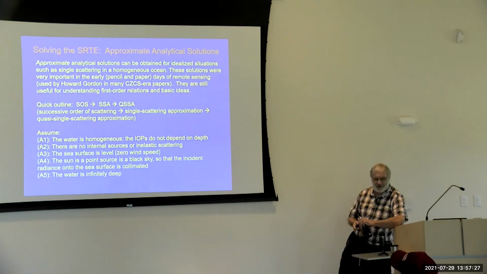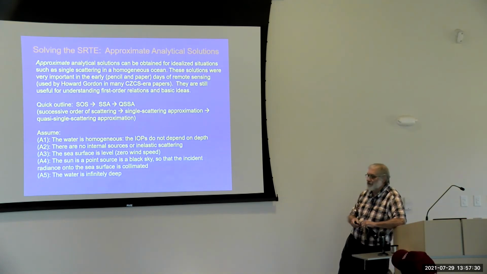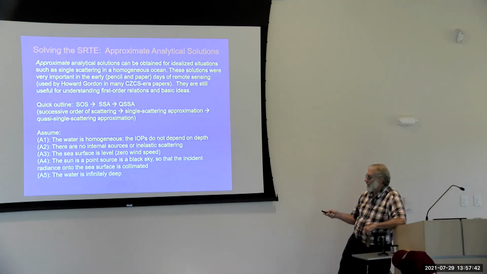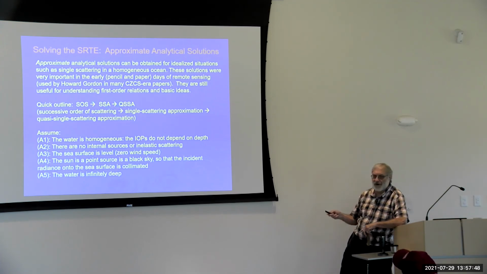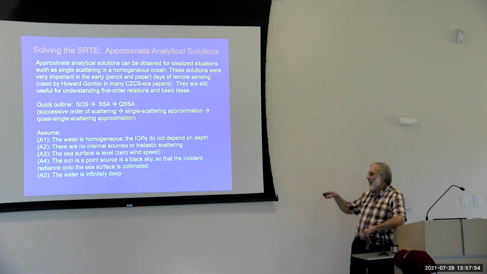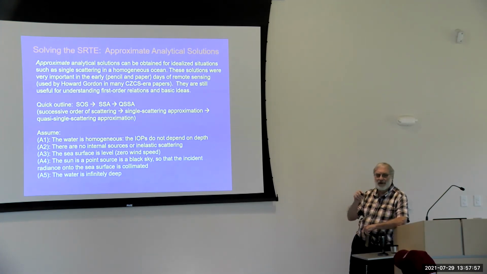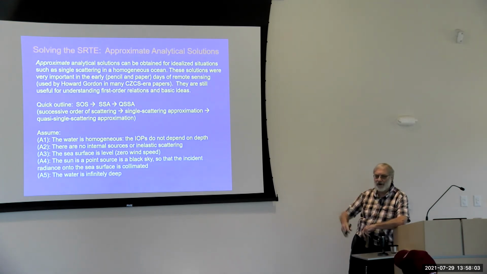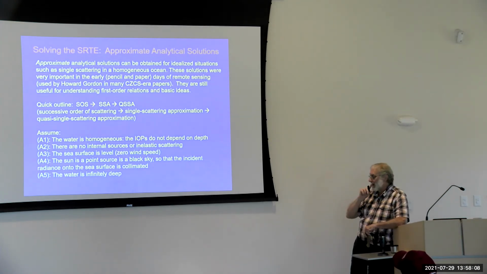Okay, then there's some fancier approximate analytic solutions that I'll just mention, but we're not going to dig into the math, but I'll show you how it works. So there's a thing called the successive order of scattering approximation, which gives you a single scattering approximation, which gives you a quasi-single scattering approximation. And when you read the papers, especially ones by people like Howard Gordon, they throw these terms around and they'll just say, well, the QSSA solution is, and they write down some equation, and it's only like 20 pages of paper to get from the radiative transfer equation to that solution, but they assume you know how to do that.